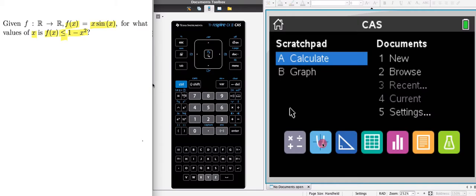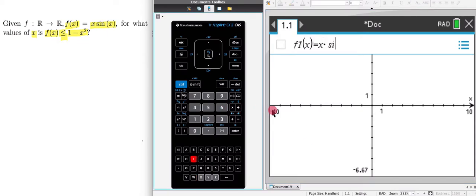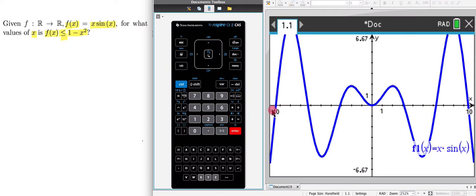So we're going to come here and push our graph button. Then we're going to put in our function x times sine of x. And then we're going to hit enter and give it a graph. Now, our domain is all real numbers, so we don't have to restrict it. So the next thing that we're going to do is find out for what values of x is f of x less than or equal to 1 minus x squared.